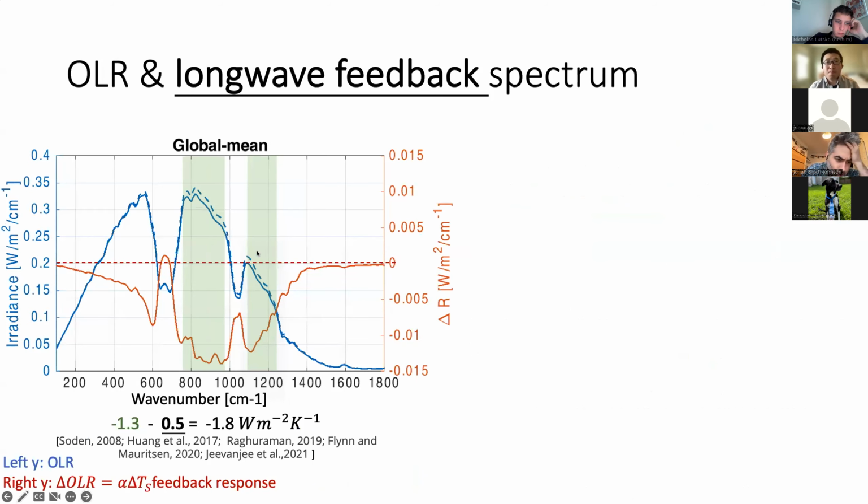We then show the actual global mean longwave feedback spectrum in red. By differencing the two OLR curves in the blue, we find that the surface feedback is -1.3, and this magnitude is consistent with the surface temperature kernel in the publicly available dataset. The total is -1.8, consistent with existing feedback literature.